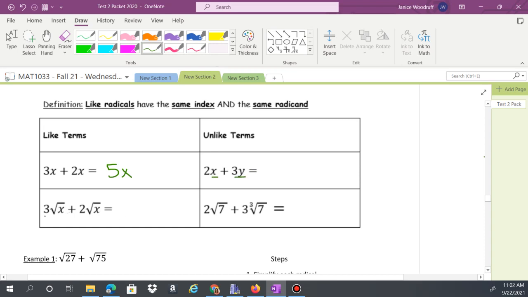Same thing with radicals. If I have 3 root x plus 2 root x, since the root x is exactly the same, I combine the 3 plus 2 and get 5 root x. So I just add the coefficients in front. I do not change anything after the numbers. However, with 2 root 7 and 3 cube root 7, they have the same radicand, but because the index is not the same, this is cube and this is square root, I cannot add them. So I would just leave that the same as 2 root 7 plus 3 cube root 7.